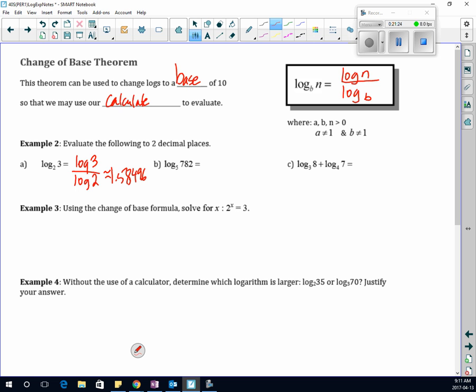Okay, so what would this be if I were to use the change of base theorem? Log of 782 divided by log of 5. Does everybody see what I'm doing? The base becomes the denominator and the argument becomes the numerator as part of the log. So let's try that one. 0.13924.